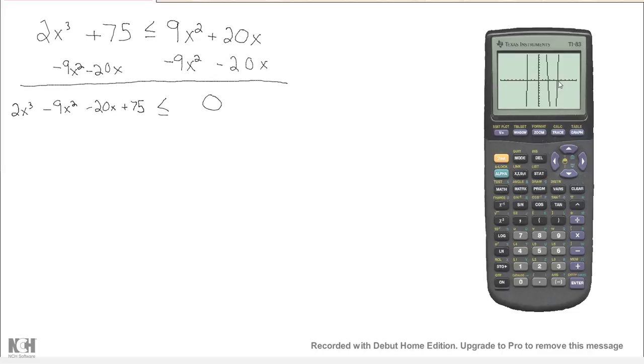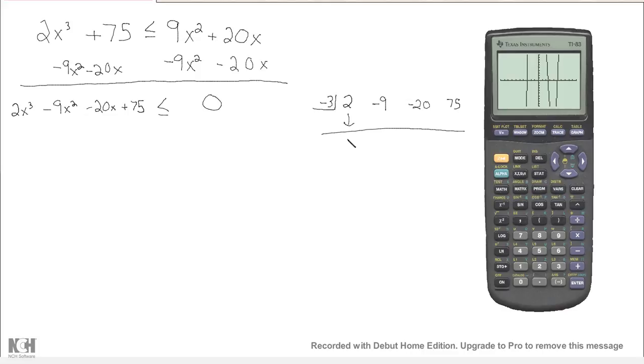So what I want to do then to check that is to come over here and synthetically divide my polynomial. I'm going to start off with the lowest one, the -3. I'm going to synthetically divide this whole thing by -3. So I have 2, -9, -20, and 75 as my coefficients.